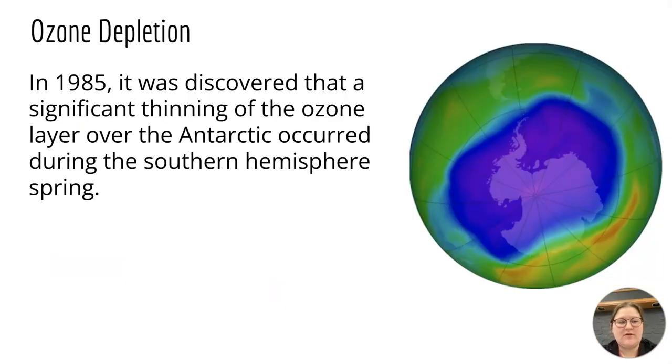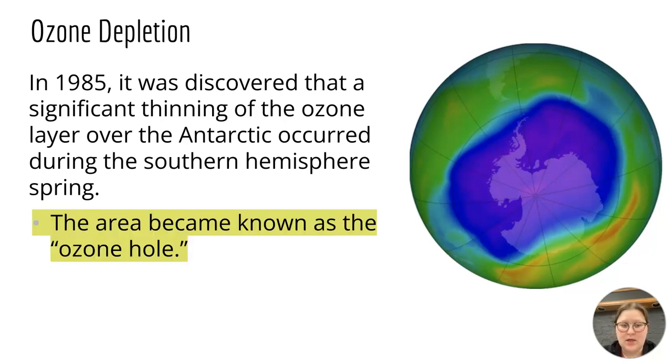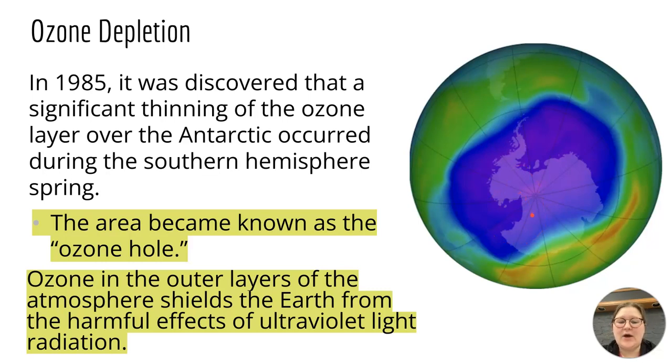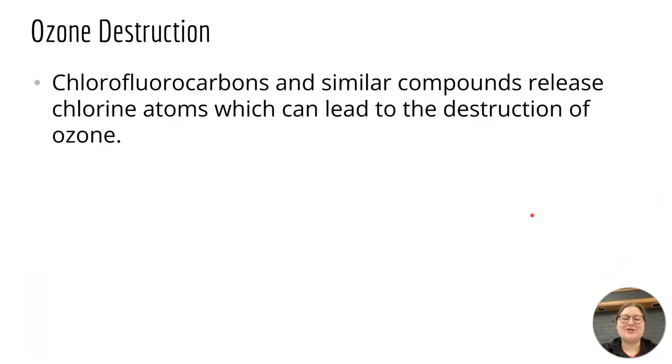So, ozone depletion first. In 1985, it was discovered that a significant thinning of the ozone layer over the Antarctic had occurred during the southern hemisphere spring, so in our fall. The area became known as the ozone hole, and we can see it in this picture right here. The ozone in the outer layers of the atmosphere shields the Earth from harmful effects of ultraviolet radiation. So we need it. Without it, that's a huge concern.